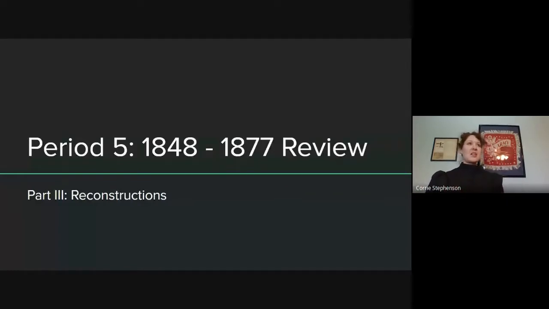Now, I tell you all the time in class that most time periods don't have distinctive dates. They kind of blend in and out of each other. Reconstruction has a distinctive set of dates. It lasts from 1865 to 1877. We have very tight dates on this one. So it's best to talk a little bit about what things went well during Reconstruction, its successes, and what things maybe did not go so well.